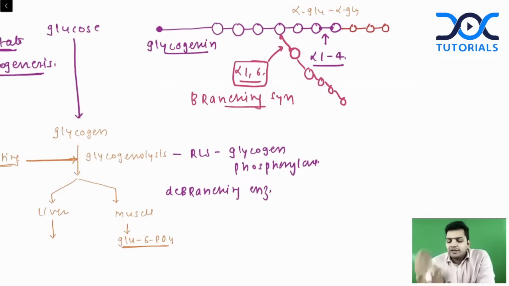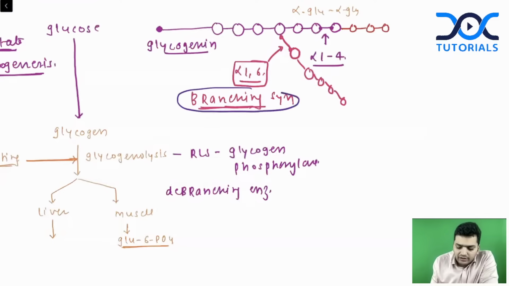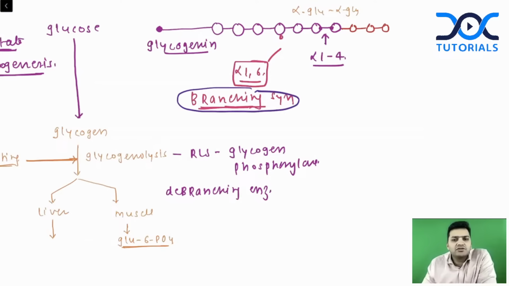Now, if the branching enzyme is not there, the glycogen which will be made will not have these branches. There are some individuals who don't have this branching enzyme. Just imagine that if this branching enzyme is not there, we can't make the branch. If we can't make the branch, the glycogen will be only this much. The glycogen will only have a linear sequence and there will be no branches.